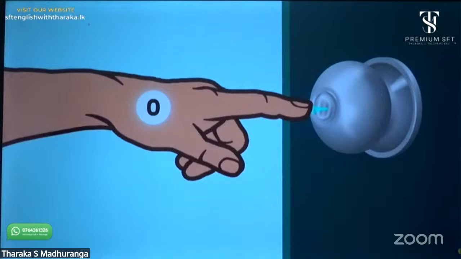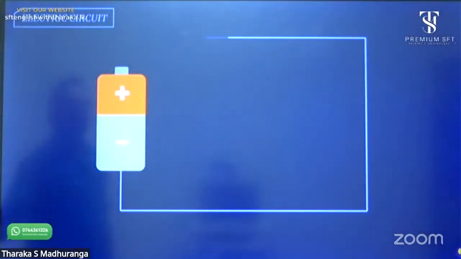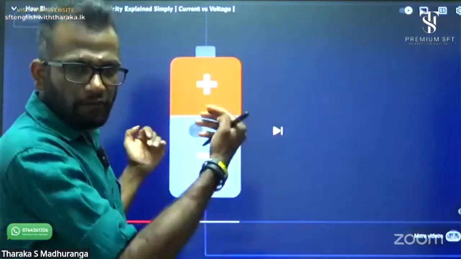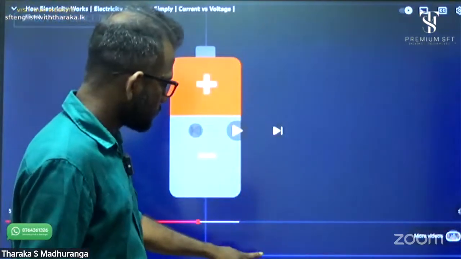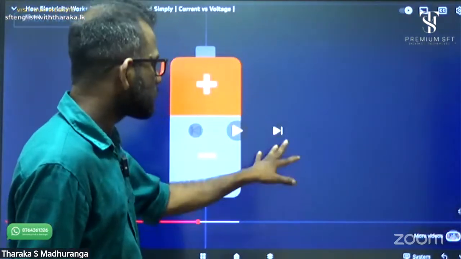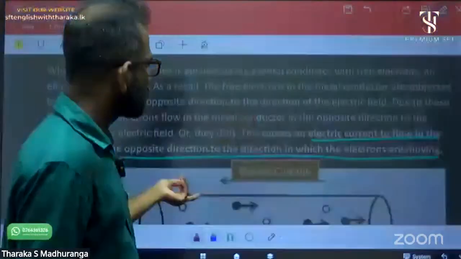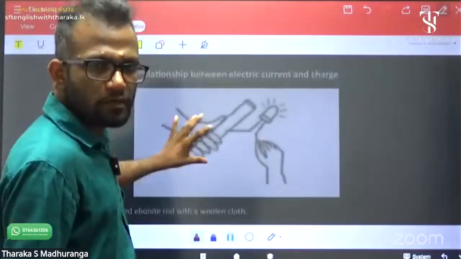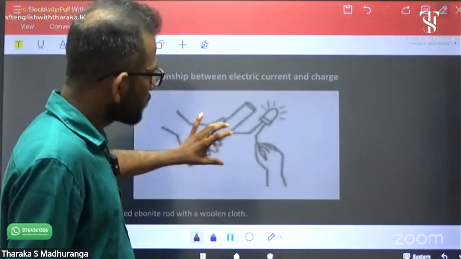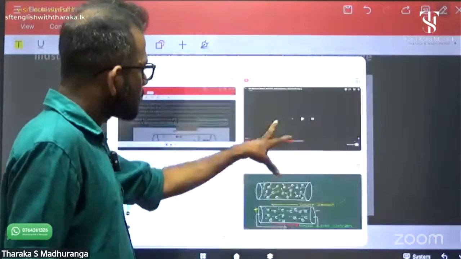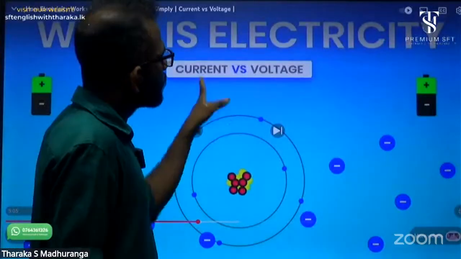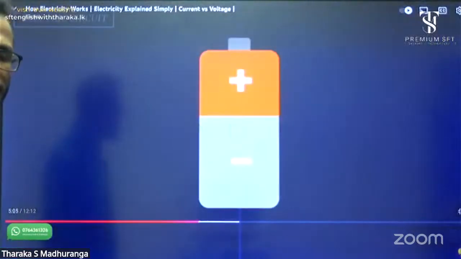Now we look into a simple electric circuit with a battery. Okay, this part I will explain. Our next part is about electric charge. This part I will explain and again show you a visual.